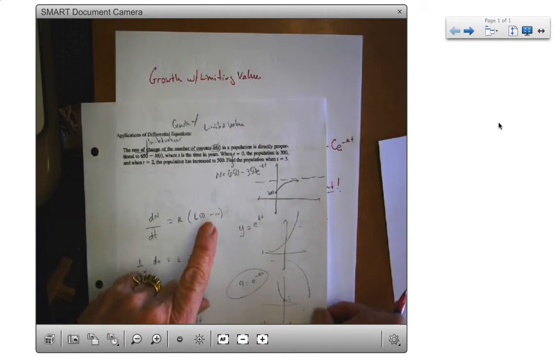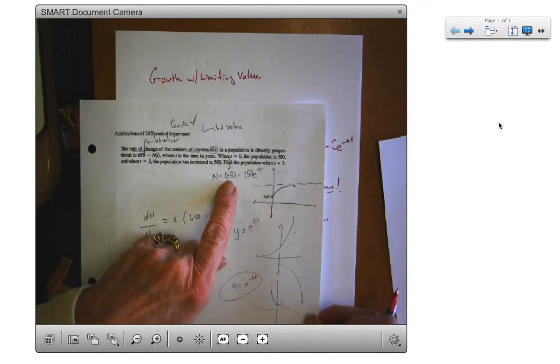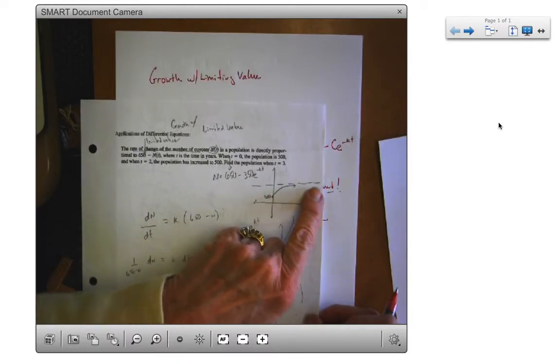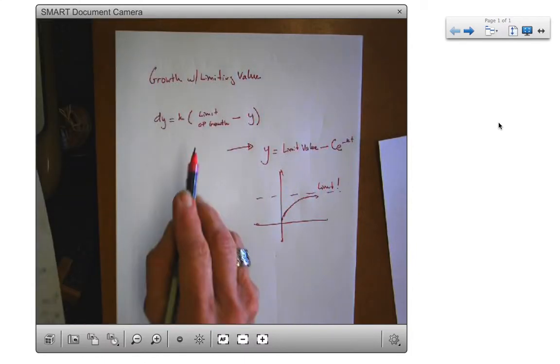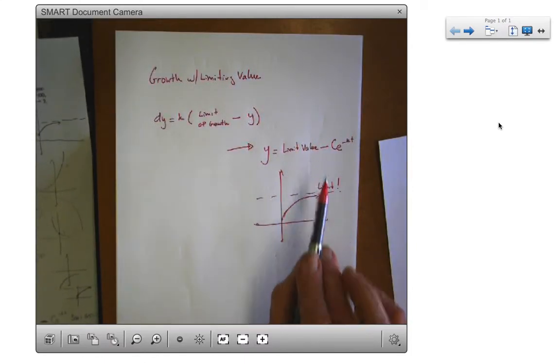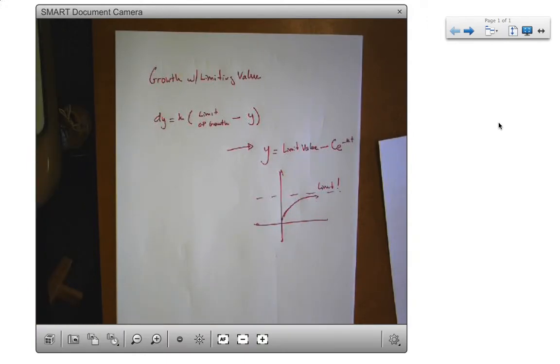So whatever number's here in your differential equation is also the limited number for your growth, which will be your asymptote for your graph. All of these are related. The differential equation, the solution, and the graph, they all have pieces that fit together that tell you something about the solution.